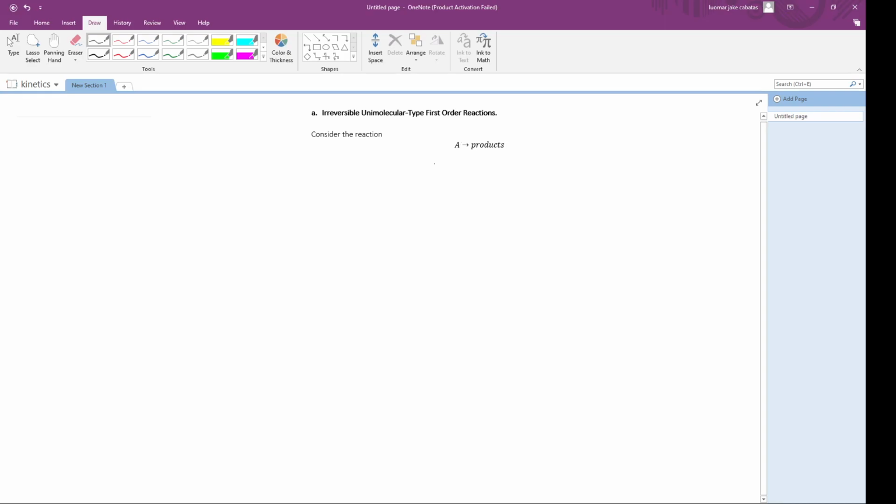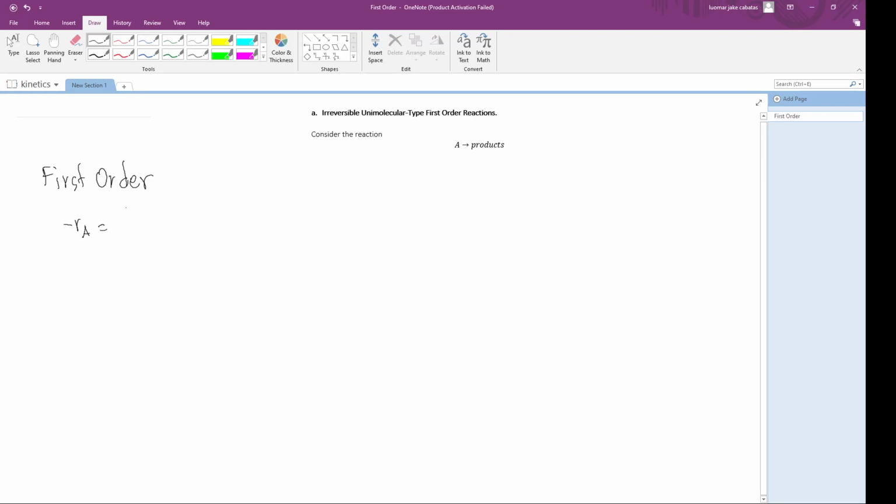reactant. And then irreversible because all of the reactants would become products, and no products would go back into a reactant. First order overall. So for this, since it is first order, we can write the rate of reaction of A as negative rA.